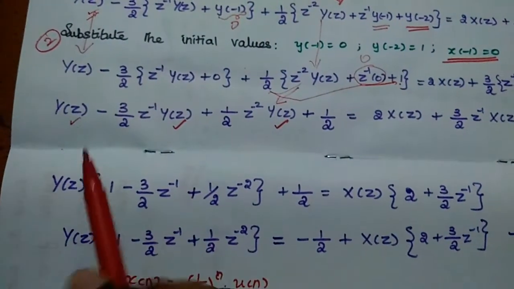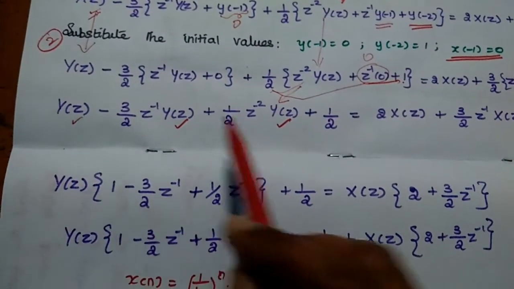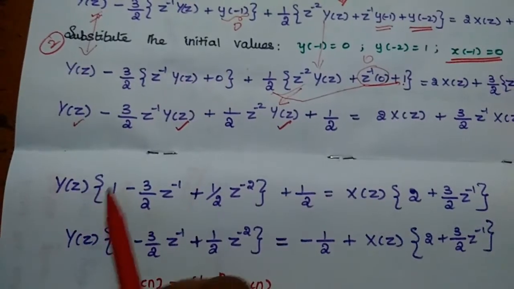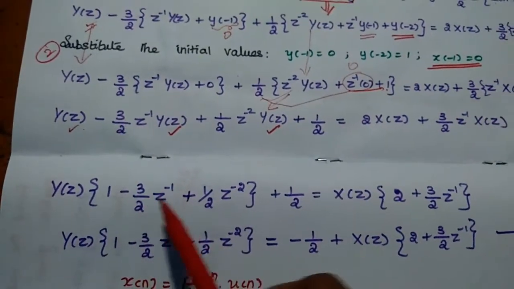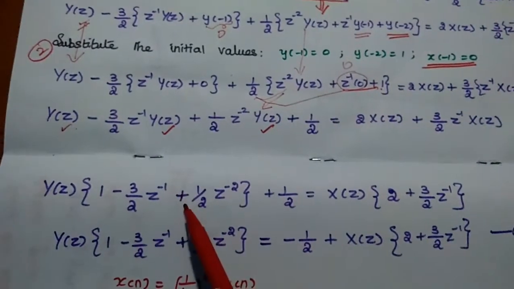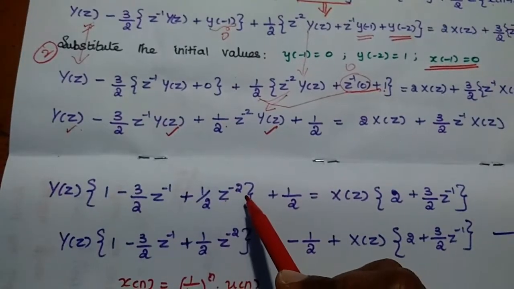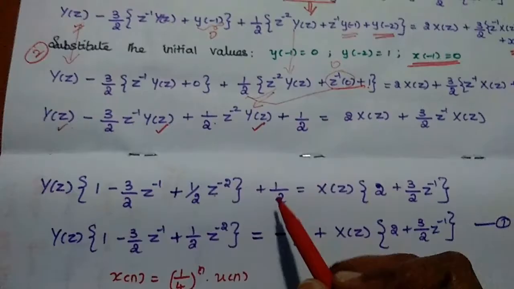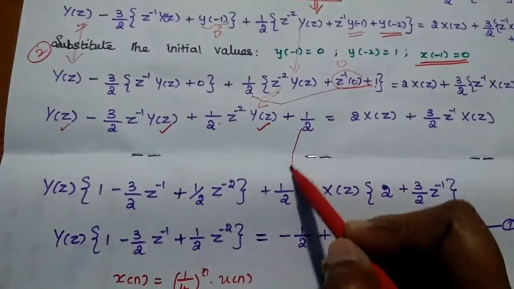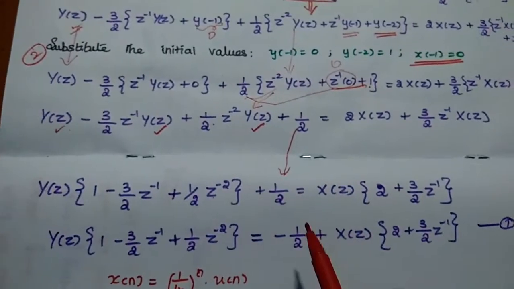common. So we can take y of z as a common one from these three terms. So y of z of this term becomes 1 minus 3 by 2 z power minus 1 plus 1 by 2 z power minus 2. Okay, we have taken this y of z outside as a common one. Plus 1 by 2 is there, we can write as such. It is simply a constant value, we can write like that.